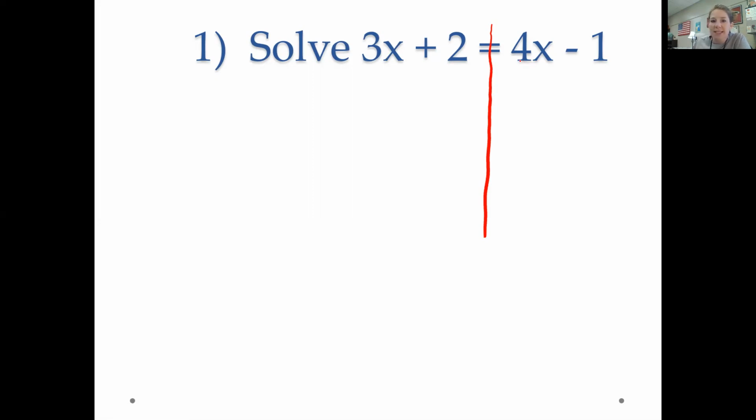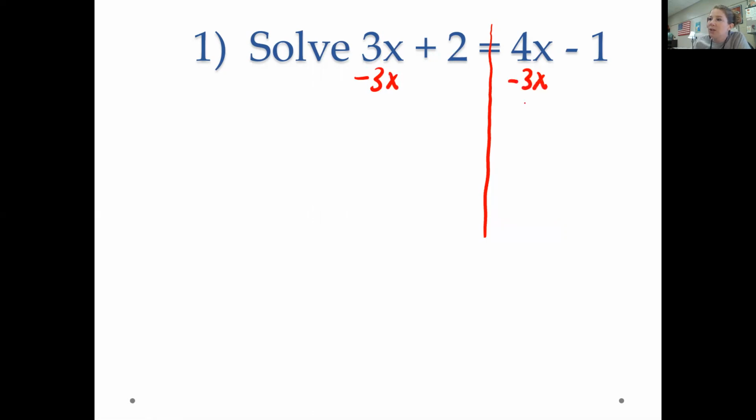Just for consistency, one good thing to do is always move the smaller variable. So which variable is smaller, 3x or 4x? It's 3x. How do you cancel out a positive term? Well, you subtract it. So we want to move this whole term to the right side of the equal sign. We're not dividing, we're not breaking it apart, right? We're moving the whole thing. So to get rid of a positive 3x, we're going to subtract 3x from both sides of the equal sign.